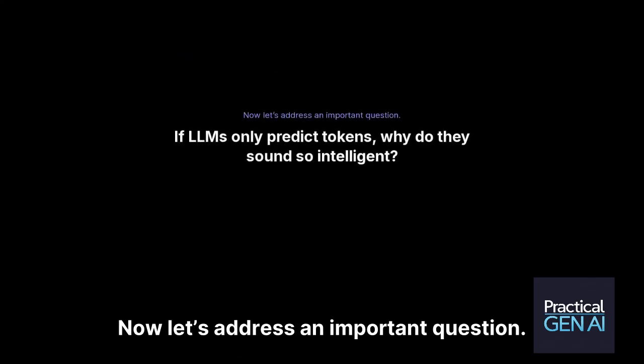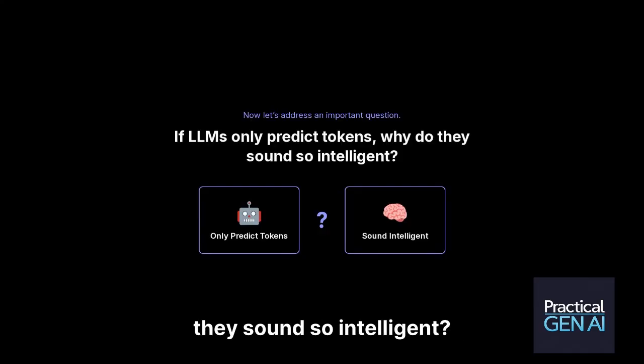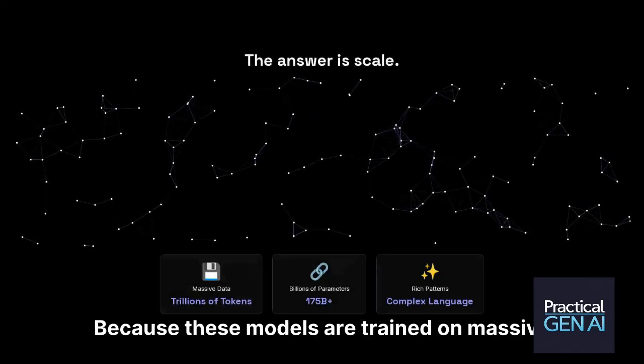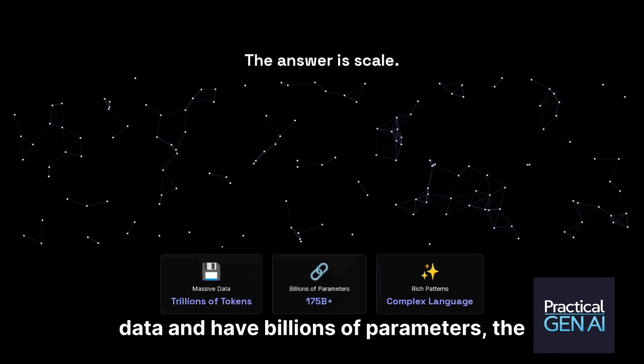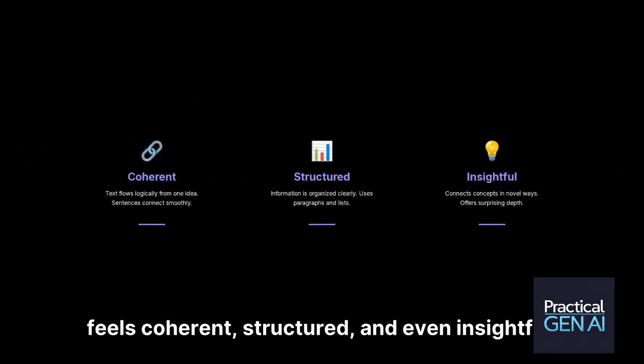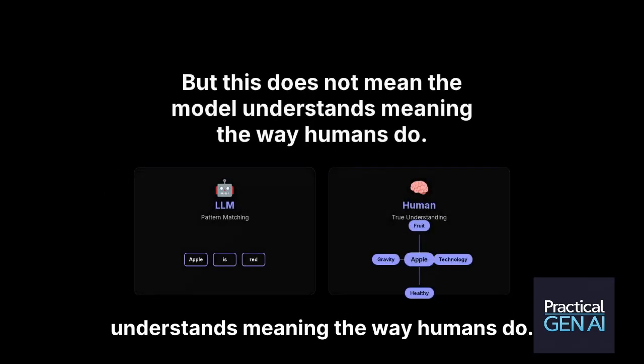Now let's address an important question. If LLMs only predict tokens, why do they sound so intelligent? The answer is scale. Because these models are trained on massive data and have billions of parameters, the patterns they learn are extremely rich. This allows them to generate text that feels coherent, structured, and even insightful. But this does not mean the model understands meaning the way humans do.